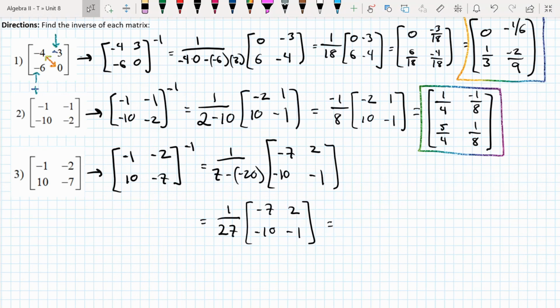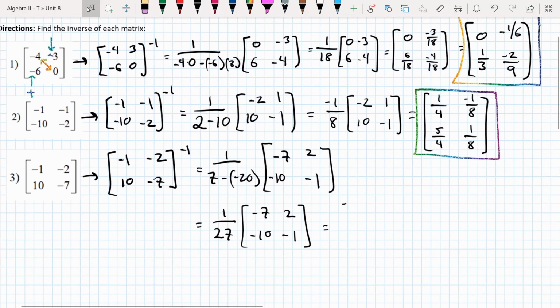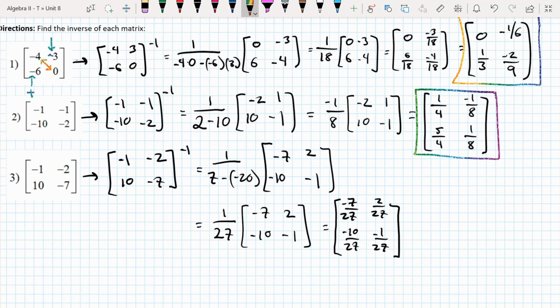Okay. Now let's multiply the 1 over 27 through, so negative 7 over 27, 2 over 27, negative 10 over 27, and then lastly, negative 1 over 27. Okay, and that is the inverse matrix for number 3.